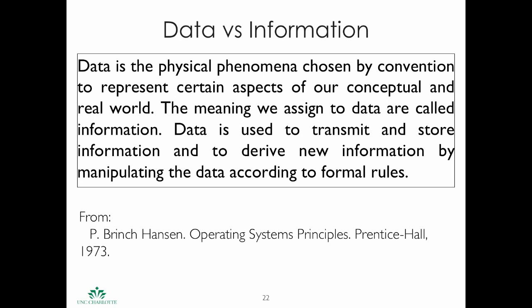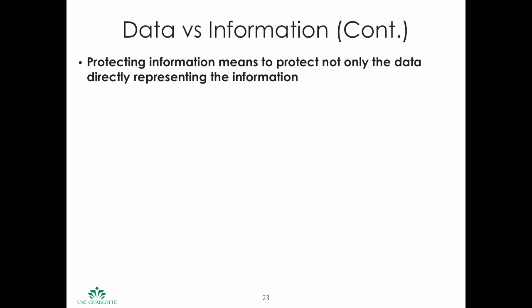So now let's look at the difference between data and information. Data represents the information. It is the physical phenomena chosen by convention to represent certain aspects of our conceptual and real world. The meaning that we assign to data is called information. So information is the interpretation of data. Data is used to transmit and store information and to derive new information by manipulating the data according to formal rules.